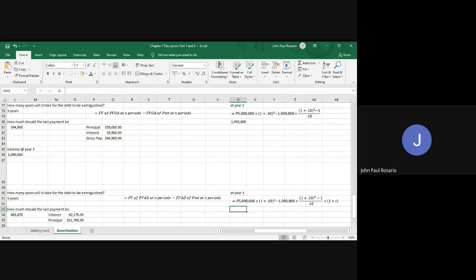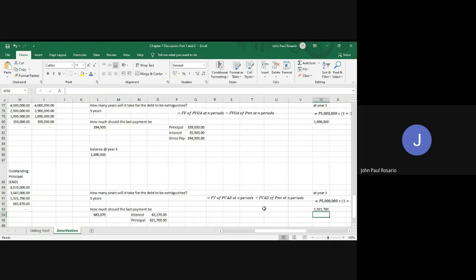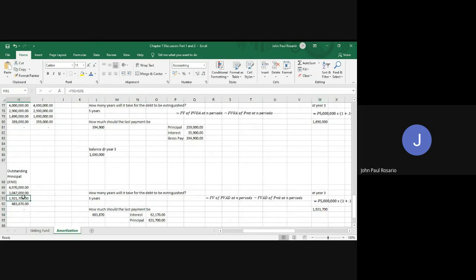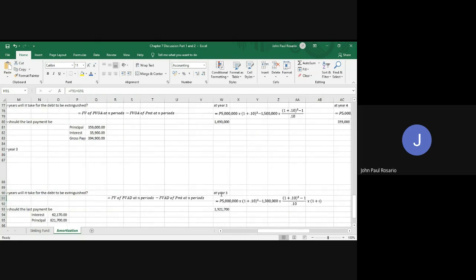1 times 1.10 raised to the power of 3. And then we deduct 1, and 1.10 raised to the power of 3 times 1.10 times 1. So the balance down here is 191,700. I hope you got the same answer as I did. Oh, it is. Okay, let's try year 4.